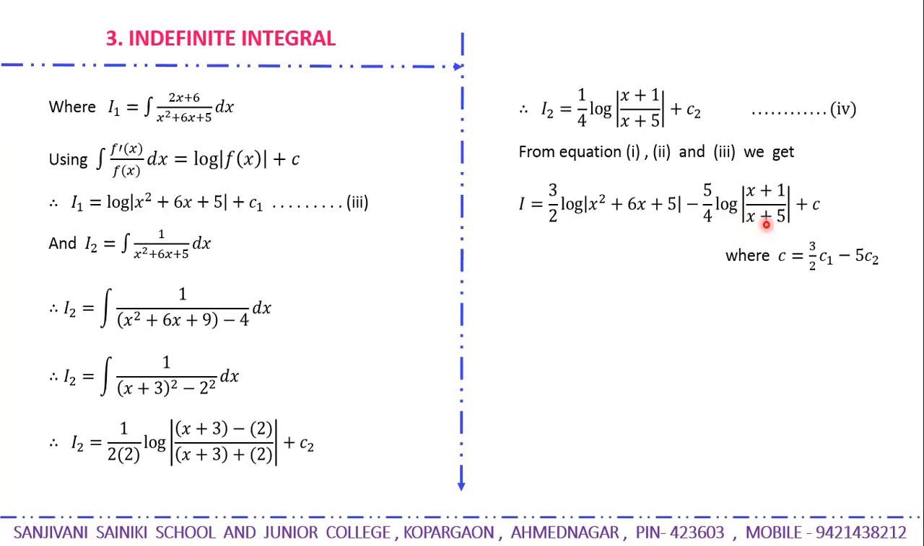(x + 1) upon (x + 5) plus c, where this c is 3 by 2 c1 minus 5 c2, because the first integral contains c1 and I1. We are multiplying this I1 by 3 by 2. So this c1 also gets multiplied by 3 by 2. And this I2 we are multiplying by minus 5. So here this c2 is also multiplied by minus 5. So take their addition. This constant is a new constant, say c.